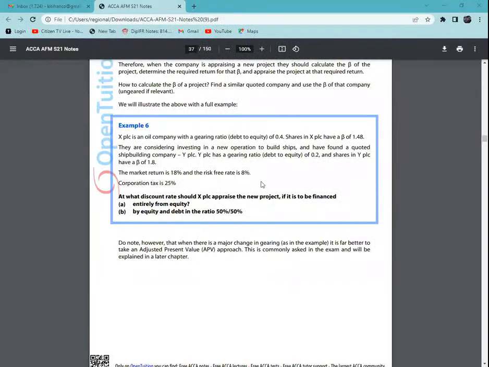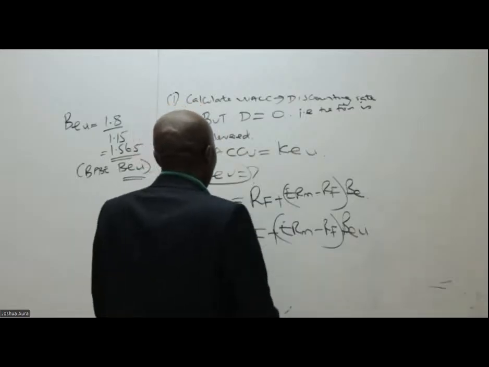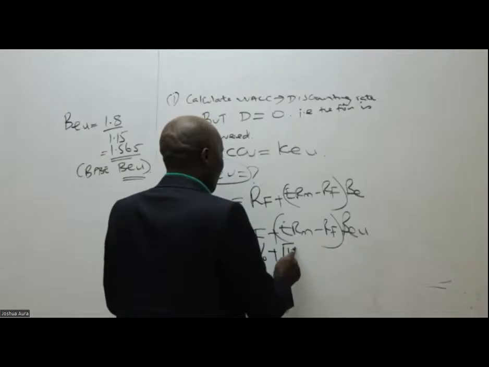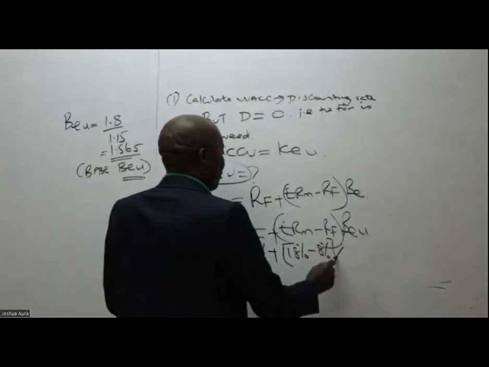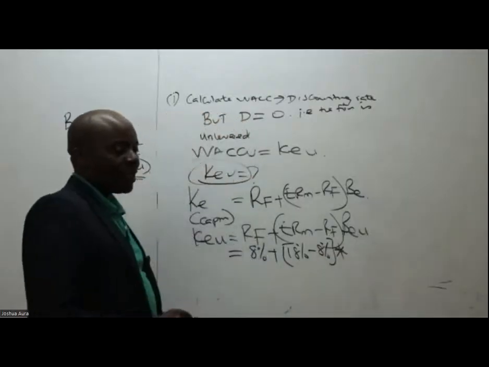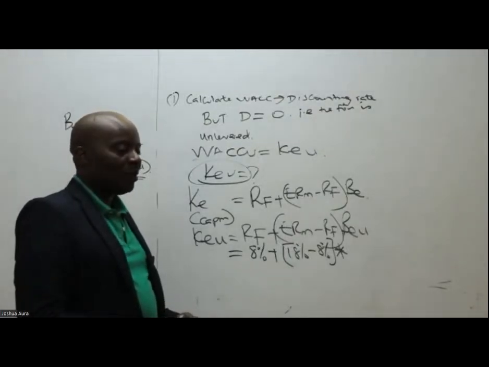Yes, it's 8% and the market return is 18%. So no worries at all. We are told here that the risk-free rate of return is 8% plus 18%, the market return, minus 8%, multiplied by beta equity of the unlevered firm. So could you kindly give me the beta equity of the unlevered firm?